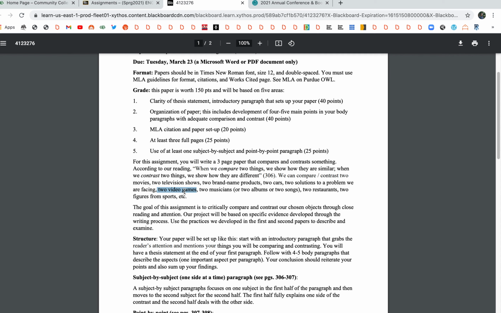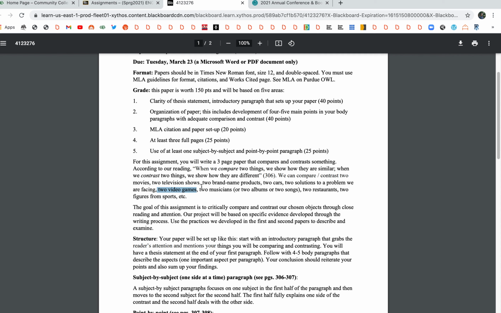Similarly, with the two video games, you would compare Call of Duty versus another first person game. You wouldn't do Call of Duty versus Madden football, right? Something like that. You would want to choose two similar things. Two musicians, likewise. Biggie versus Tupac could work. Stones versus the Beatles, right? You wouldn't want to compare Beethoven versus MC Hammer.